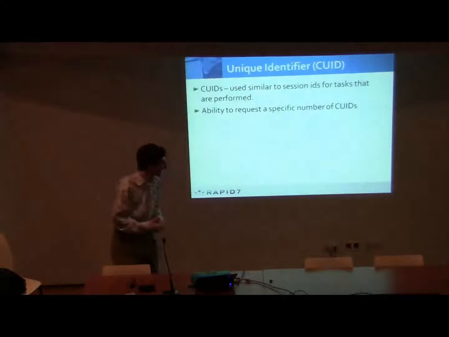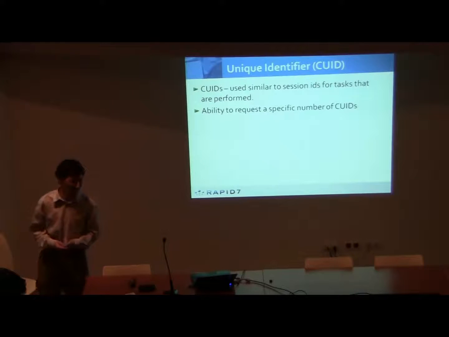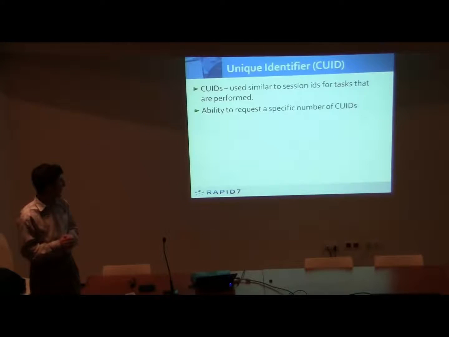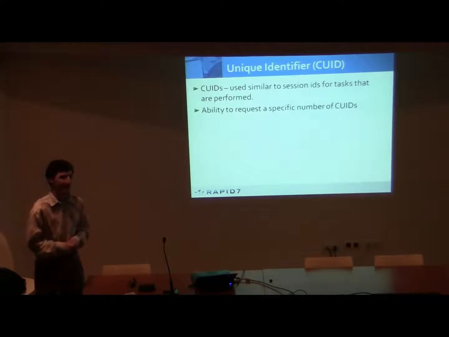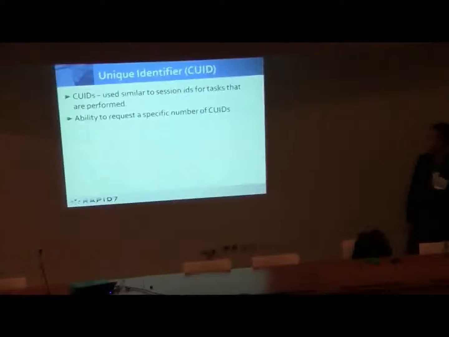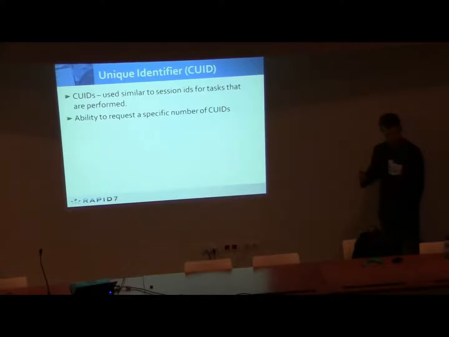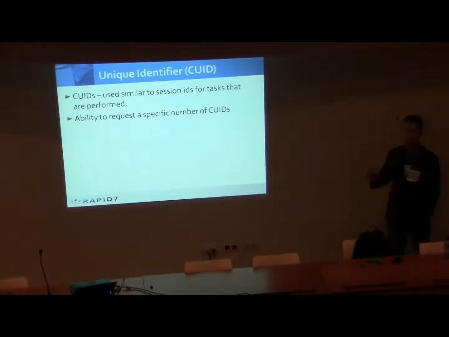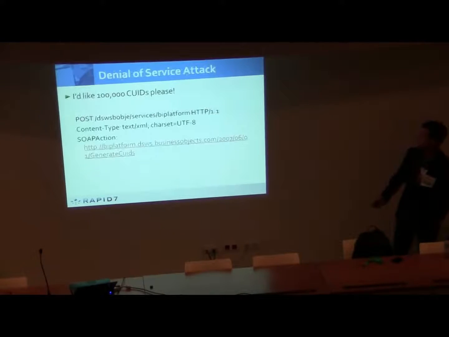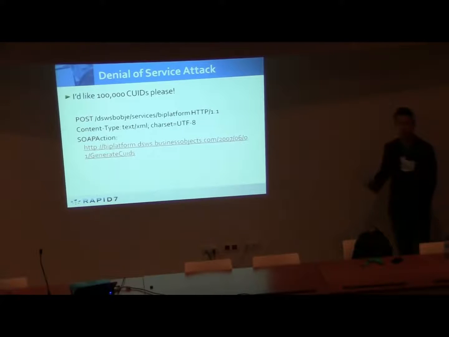Now we're getting into the attack. This is the fun stuff. First one: BusinessObjects uses what we call CUIDs, basically a unique identifier for different actions. But one of the interesting things is it'll allow you to request a specific number of CUIDs. So what you can do is say, give me 100,000 CUIDs, please, repeatedly. Just keep asking for it.